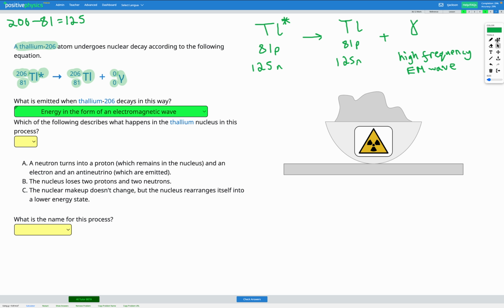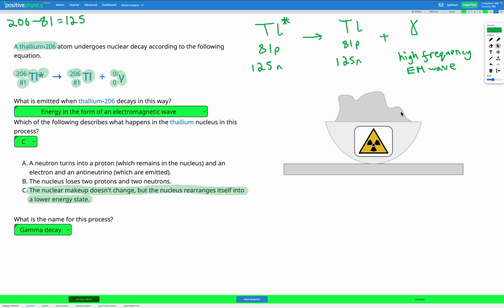What best describes what happened inside the nucleus? Well, we know the nucleus didn't change. The number of protons and neutrons was the same, but it rearranged itself somehow into a lower energy state. And that's how it was able to release that energy in the form of the electromagnetic wave. So answer is going to be C here. Our name for this process is gamma decay, because that's a gamma symbol or a gamma wave.